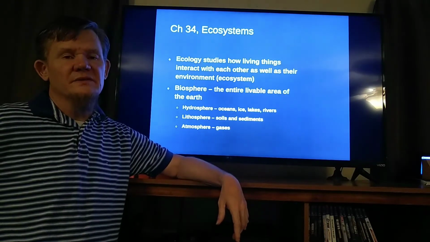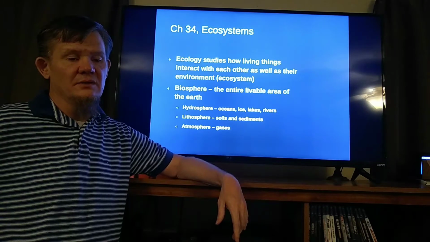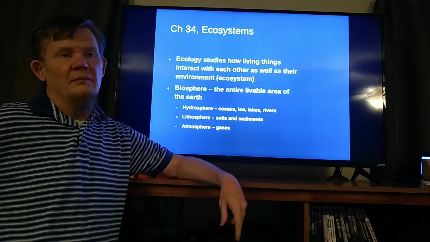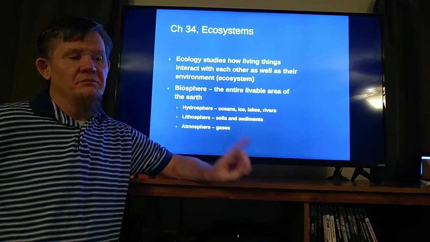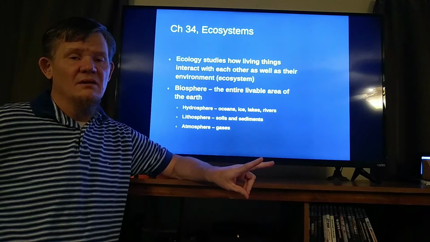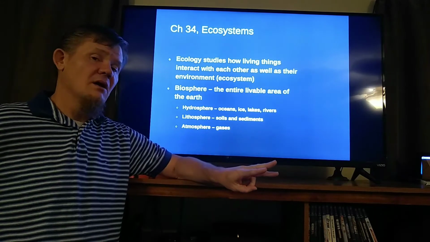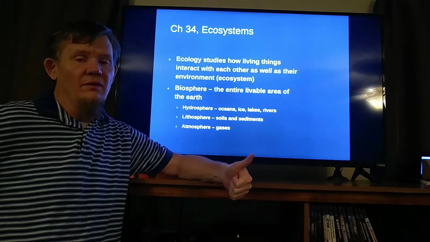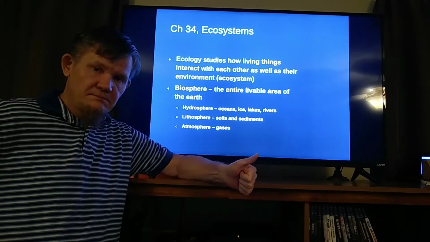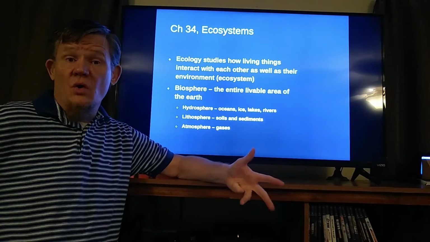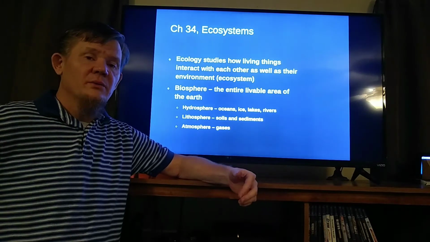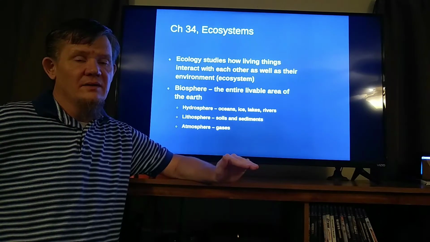The entire livable surface of the planet, where all of these ecosystems are located, is referred to as the biosphere. The biosphere has three basic components: living things in the air, living things in water, and living things on the earth. The things in water are called the hydrosphere. Anything that's alive in water, in all forms of water, freshwater, saltwater, snow, ice, all the living things that we find in water, we refer to that area as the hydrosphere.